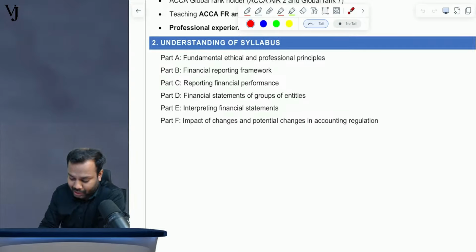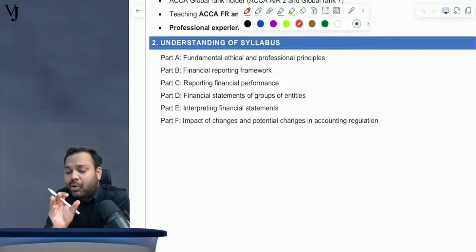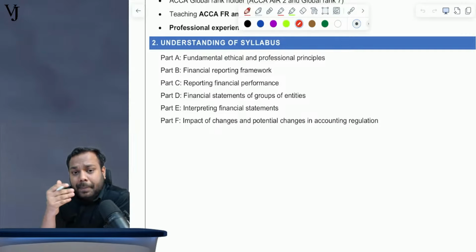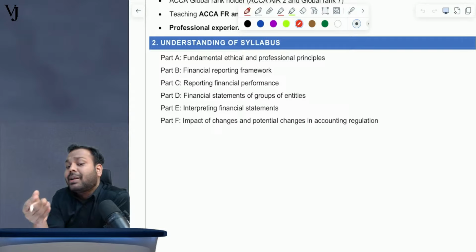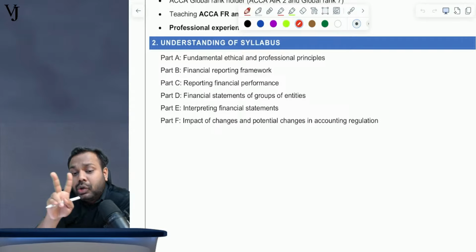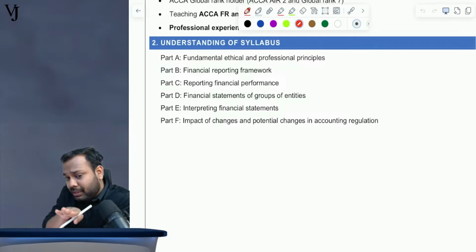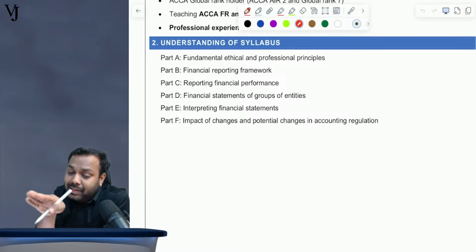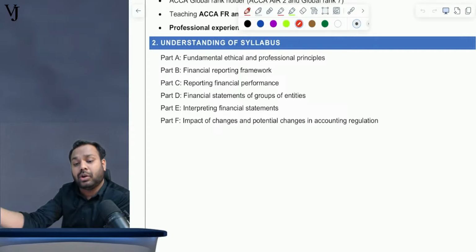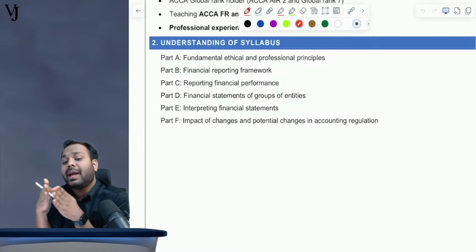At knowledge level, they just teach you how to prepare the financial statements. At skill level, they teach you the standards, IAS and IFRS. But at P level, they not only want you to understand IAS and IFRS, they also want you to understand two additional things. Point number one, how to read and interpret the financial statements, plus how to understand whether the accounting treatment given is ethical or not. So basically we have to evaluate from an ethics perspective.